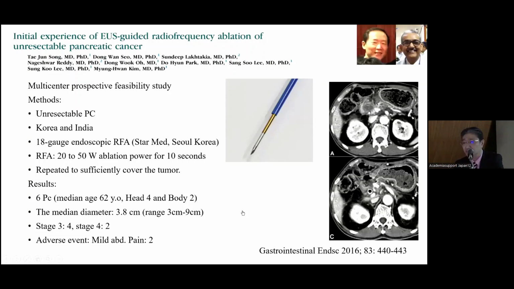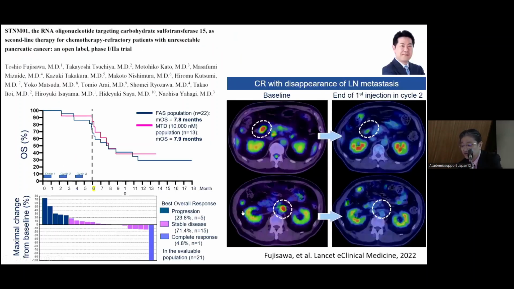This slide shows the ablation of pancreatic cancer by a EUS needle. So this is also an EUS-guided delivery. And this is also an EUS delivery procedure: an injection therapy for pancreatic cancer published by our institution.